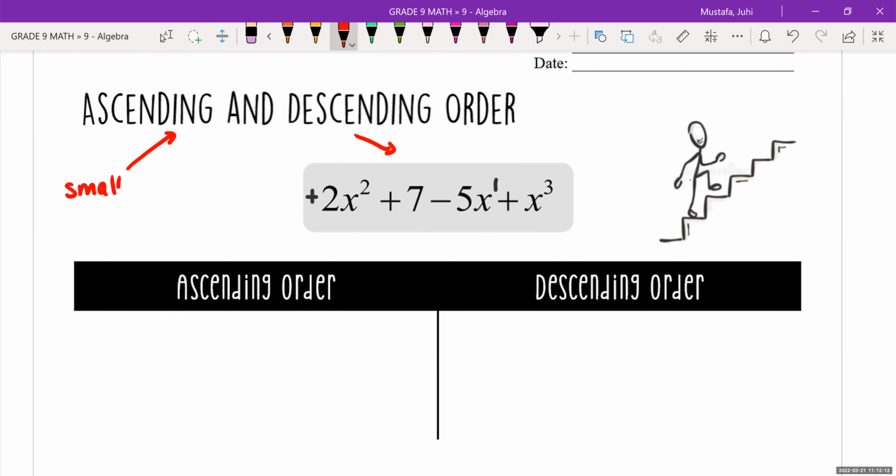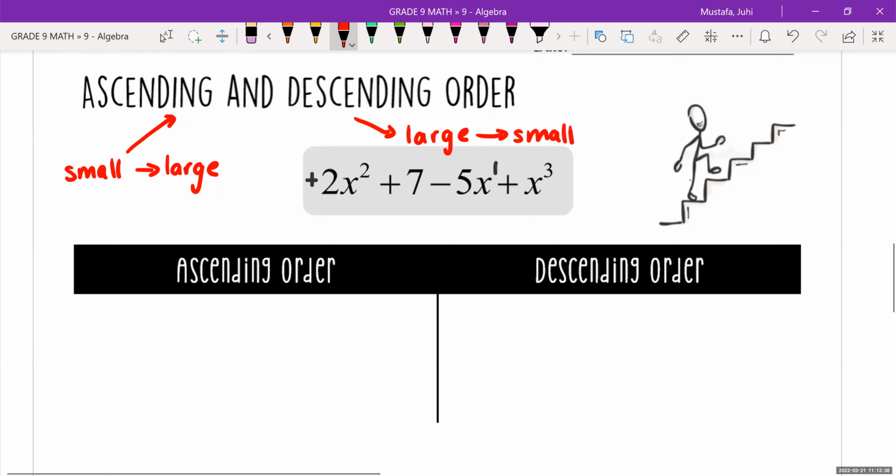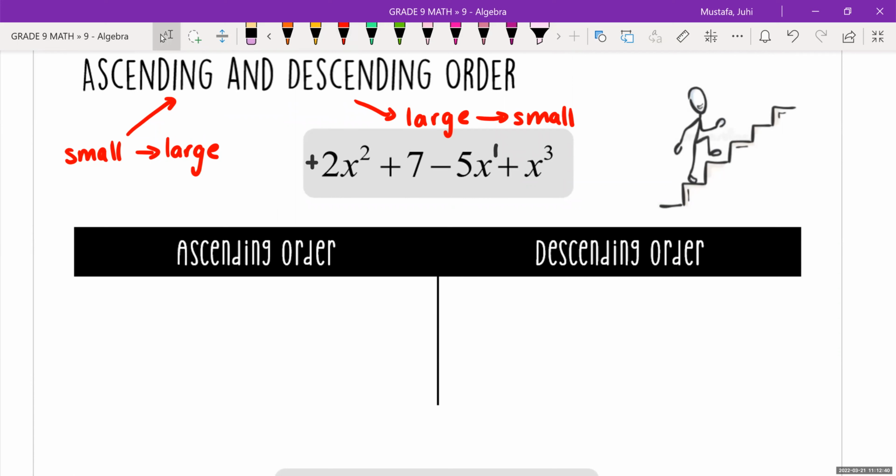So for these examples, for ascending, what we're going to do is we're going to start with the smallest exponent and we're going to go to the largest exponent. And when we're putting something in descending order, we're going to start from the largest exponent and then go all the way to the smallest exponent. So ascending means you go from small to large. Descending means you go from large to small. And what are you looking at? You're looking at the degrees. So let's look at the example.